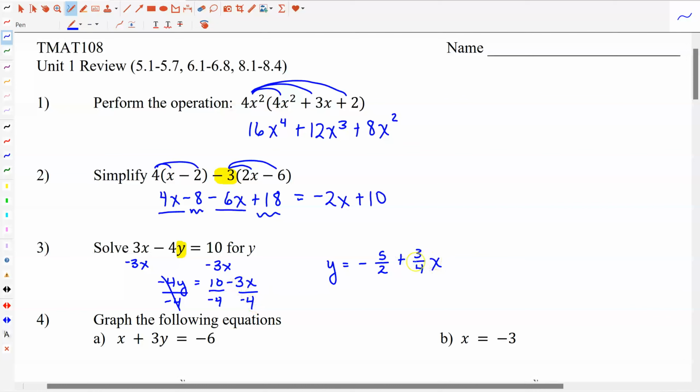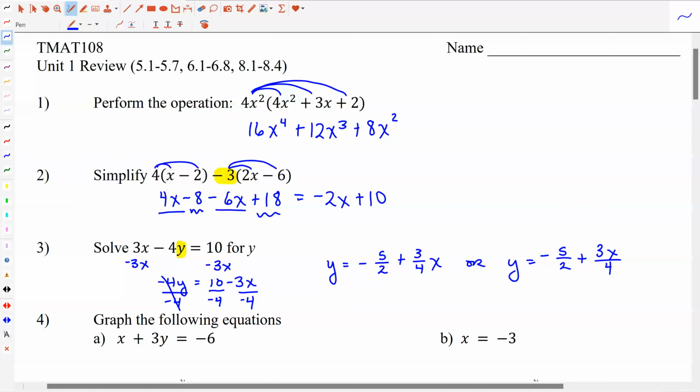We can either leave the x off to the side, or you could leave the x in the numerator. But we generally will write it off to the side, so that way we can see who the coefficient of that variable x is.